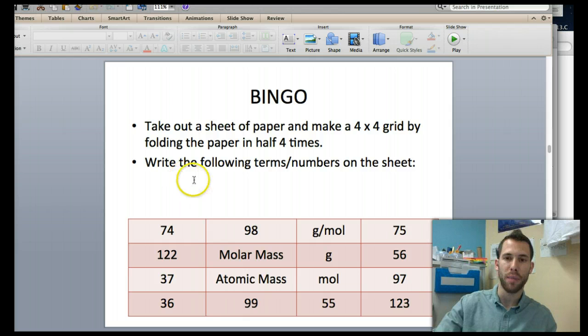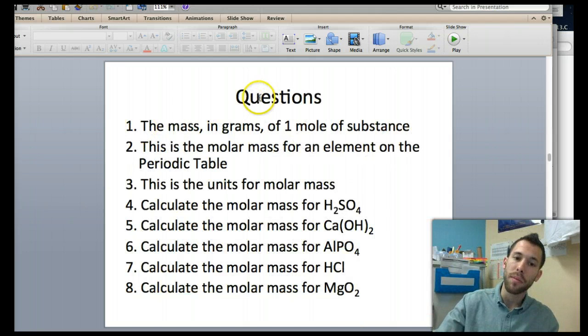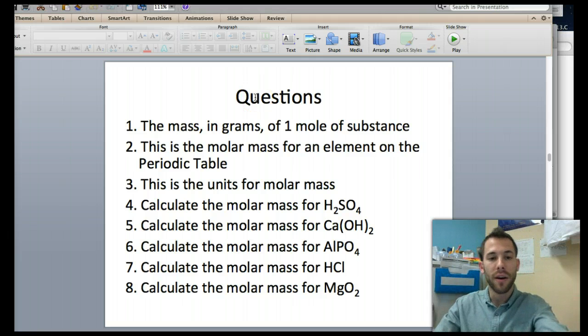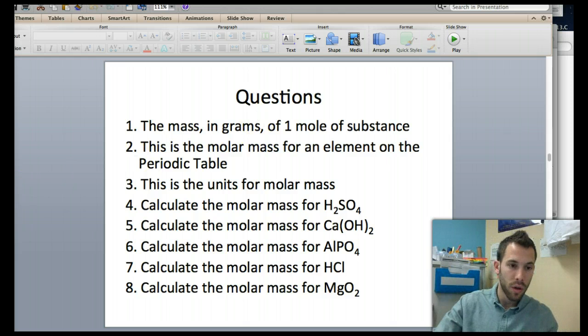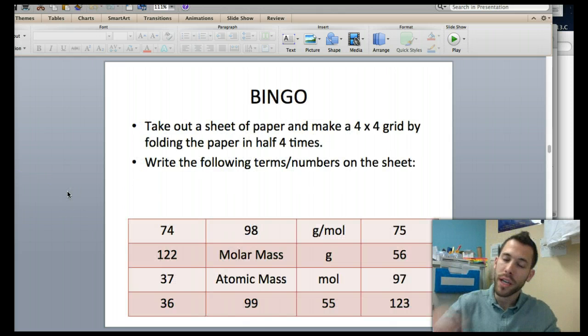And I want you to try this bingo game right here. What you're going to do is you're going to take out a piece of paper, fold the piece of paper in half 4 times to make a 4x4 grid, just like this, and then write these numbers in right here. After you've done that, these are the bingo questions. Go ahead and play bingo with yourself. See after you've calculated the answers for each of these, where they fall on your bingo sheet, and just give them an X. When you're done, take a picture of your bingo sheet and upload it to your Google Drive and put it into my Dropbox.